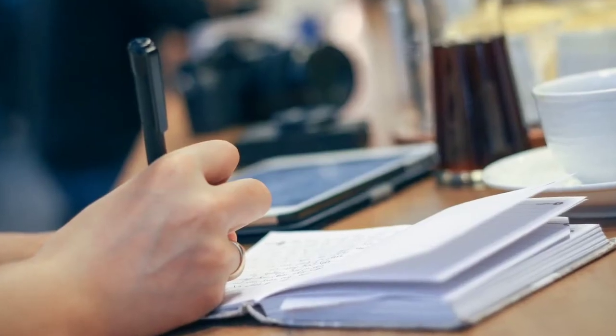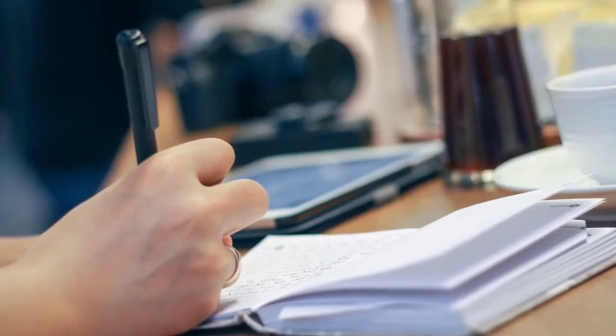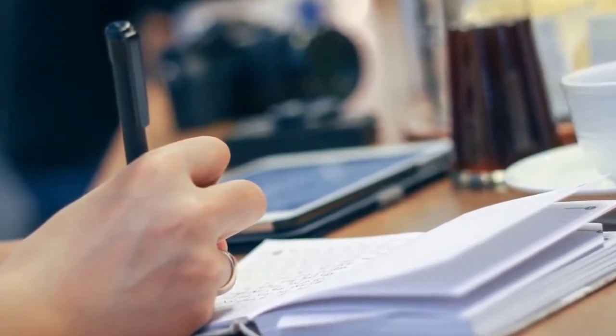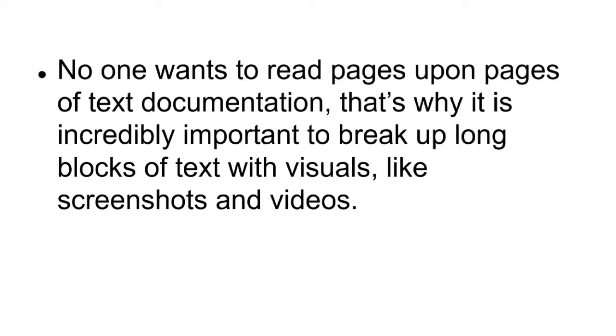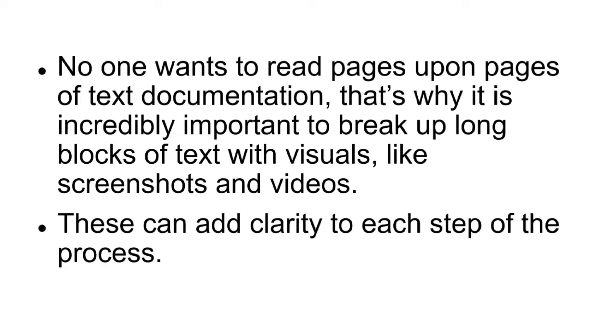Start documenting. Once you've identified some of the business tasks that can be systemized, you will need to start documenting them step by step. These procedures will become the backbone of your company and will serve as an operating manual for new hires. When recording the systems, you need to be as detailed as possible and include every step, sub-step, and explanation. Make your procedures visual. No one wants to read pages upon pages of text documentation. That's why it's incredibly important to break up long blocks of text with visuals, like screenshots and videos. These can add clarity to each step of the process.